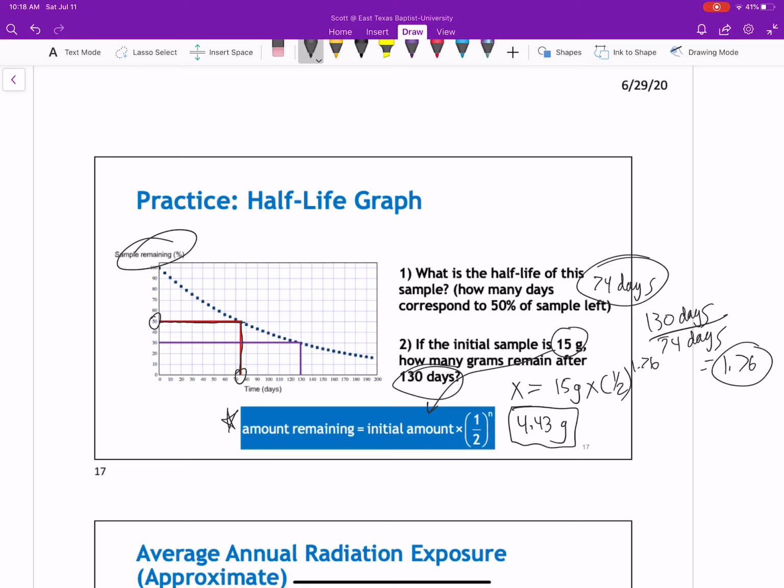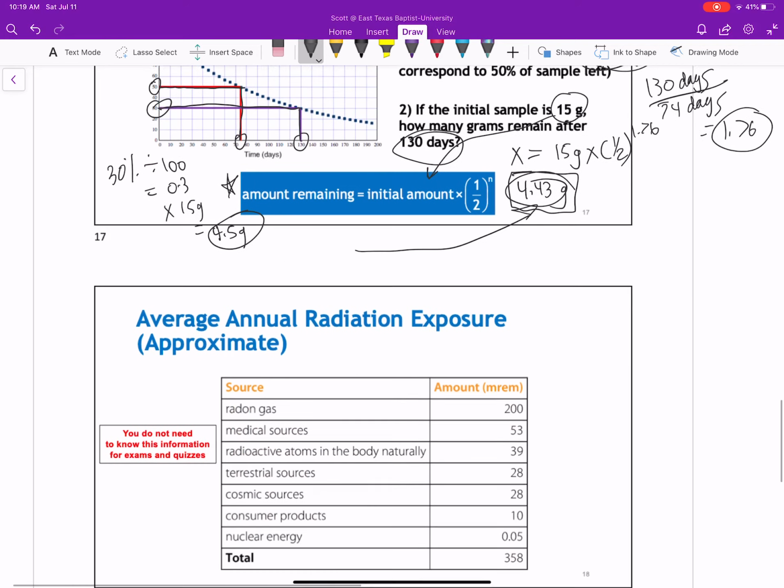Another thing you could do is you could have found the 130 on the graph, went up, and found that that corresponds to about 30% of the sample remaining. And so you could have just taken that 30% divided by 100 to get 0.3, and then multiplied that times your initial amount to get the amount remaining, 0.3 times 15. And I got 4.5, which is almost the same as that. The reason that's 4.5 and that's 4.43 is because maybe I estimated that incorrectly. Maybe that should have been 75, and just rounding errors would have changed a little bit.